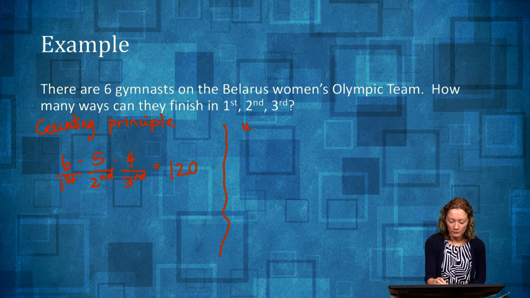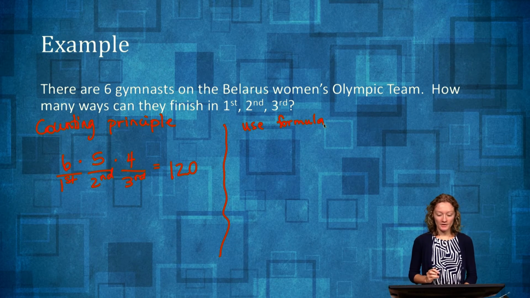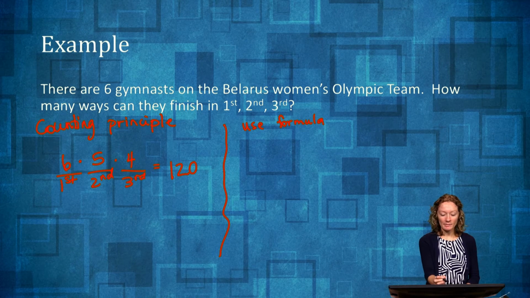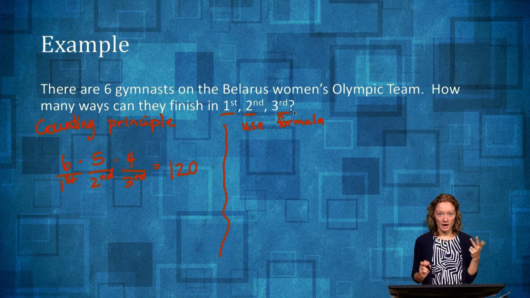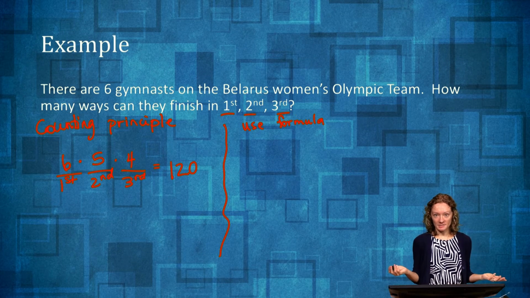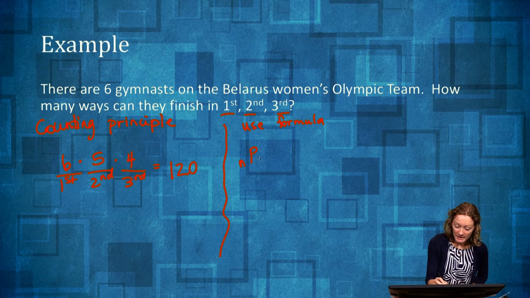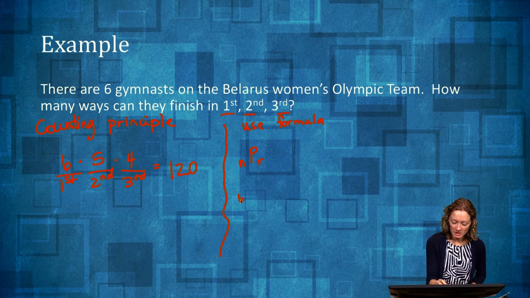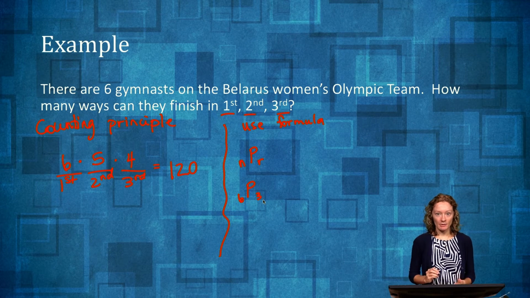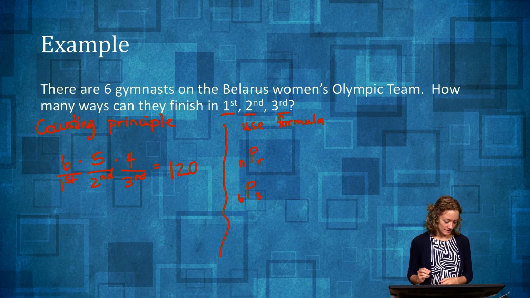Alternatively, we could use the formula, which is our permutation formula. There are 6 objects, and how many of them are being selected if we care about first, second, third? There are 3 objects. Again, objects has to be the general term, being selected. So we care about the order, so we know it's a permutation. There are 6, and 3 are being selected. We care about first, second, and third place.